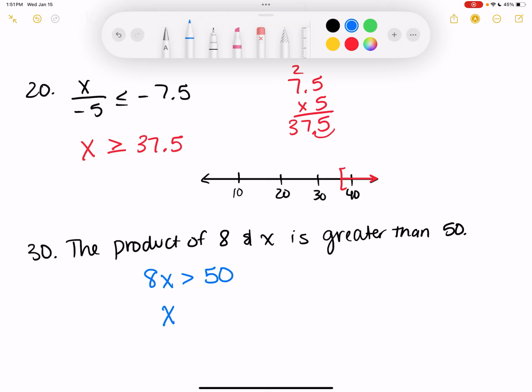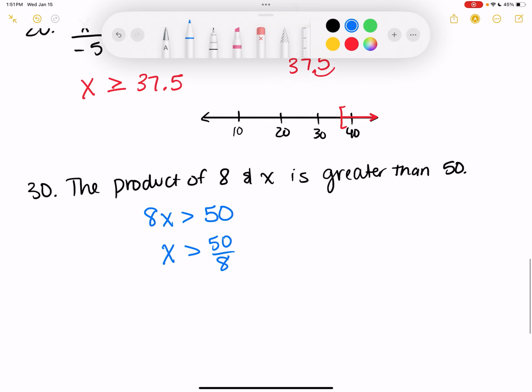So 50 divided by 8, can that be reduced? Unfortunately, not by a lot. 25 and 4, just by a little. Yep, divide by 2, or reduce it by 2, however you want to say it. X is greater than 25 over 4. I said that. It doesn't matter who said it as long as we got the answer.